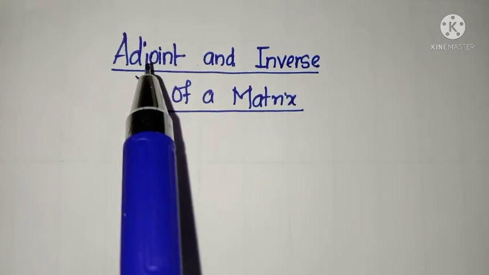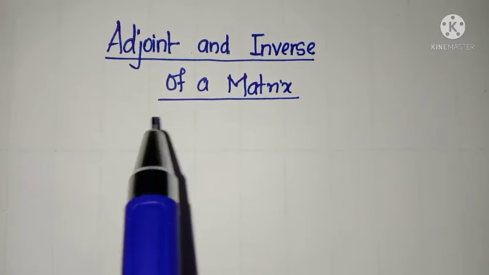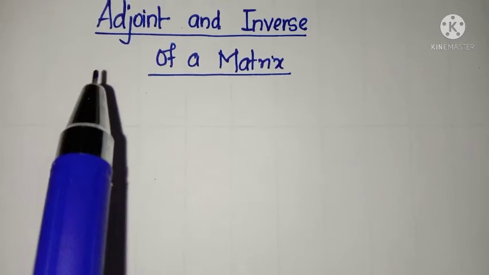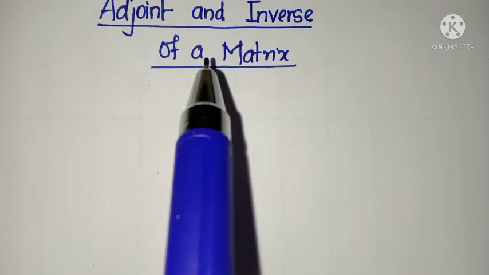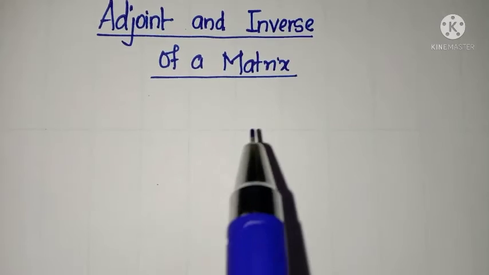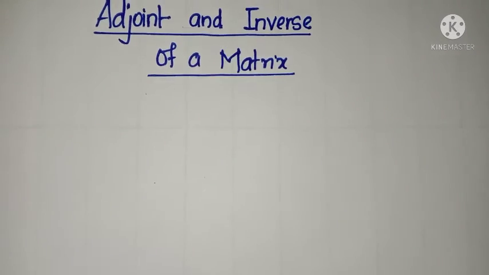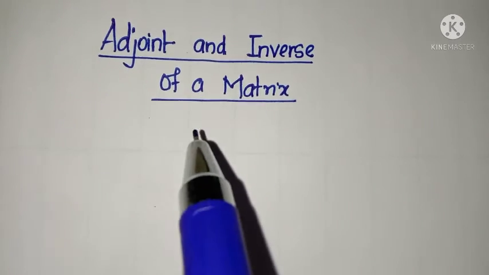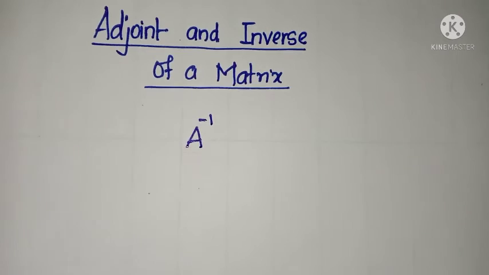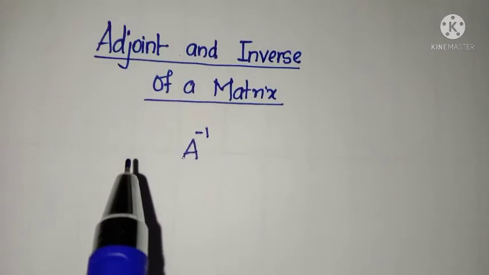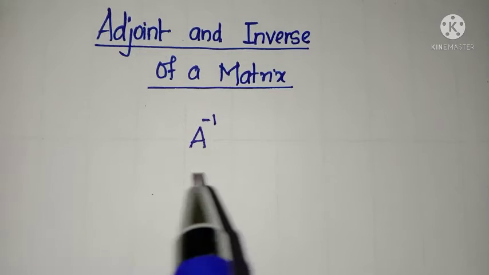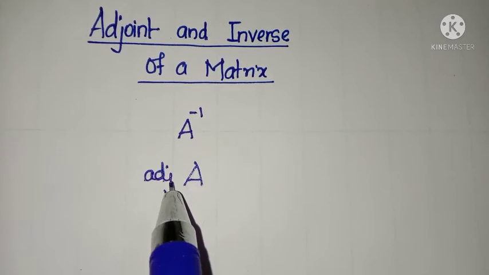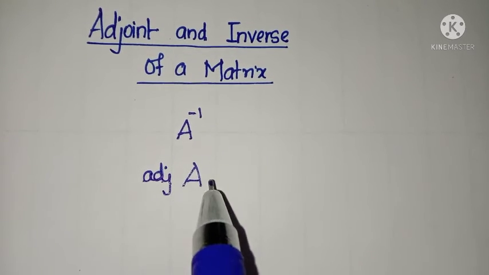Now next is adjoint and inverse of a matrix. Children, in the previous chapter we have studied inverse of a matrix, isn't it? So in this section we shall discuss the condition for existence of inverse of a matrix. To find the inverse of a matrix, that is A inverse, we shall first define the adjoint of a matrix. Adjoint of a matrix is denoted by adj A, and read as adjoint of A.